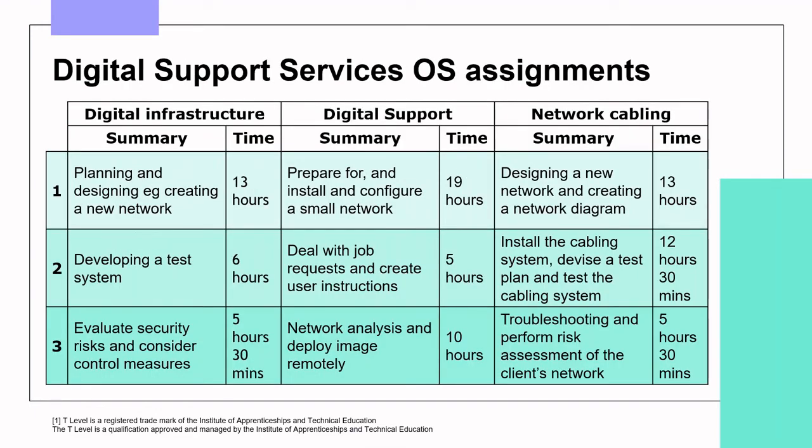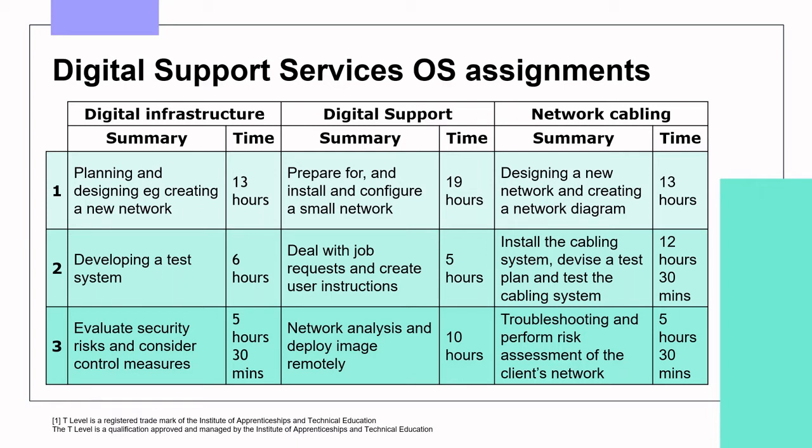The digital support services has got 3 occupational specialisms, so therefore there are 3 different sets of assignments. The occupational specialism has got 3 assignments, but the assignments are subdivided into different tasks as well. So assignment 1 is about planning and designing, such as a new building needing required hardware that will provide a very robust network. And evidence can include a project plan, flow or Gantt charts, considering legal or regulatory requirements, creating diagrams and technical proposals, etc.